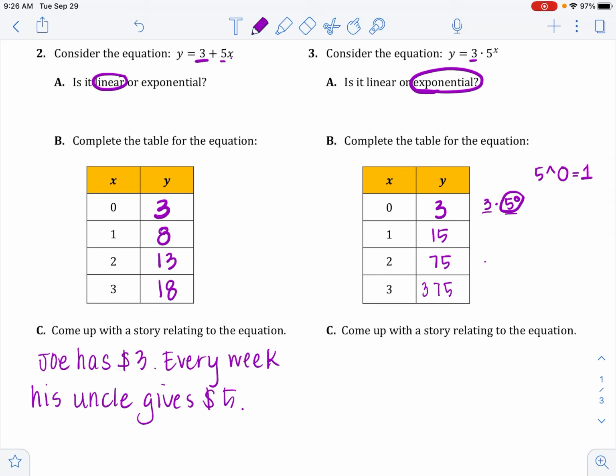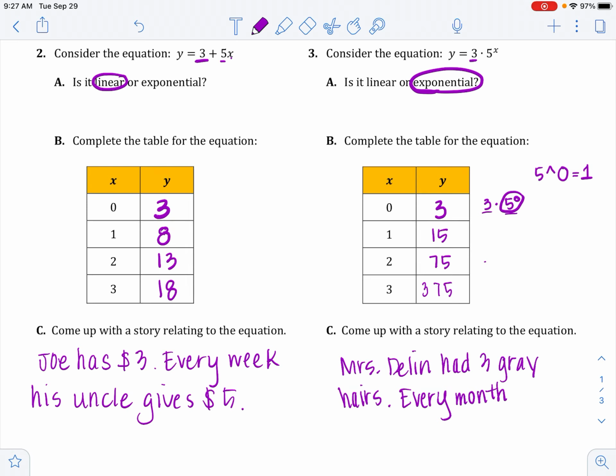I'm going to use myself as an example. I'm going to say, at the beginning of e-learning, Mrs. Dellen had 3 gray hairs. So there's my initial amount. Okay. Every month, because remember I want a time period here because that's changing every month. And now I want to say how it's changing. I need to say that it's 5 times more, right? Because exponential functions are multiplication.